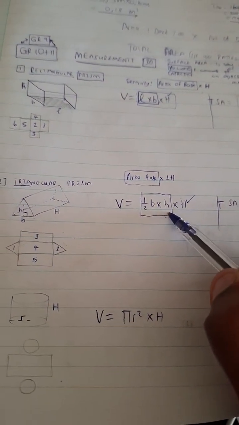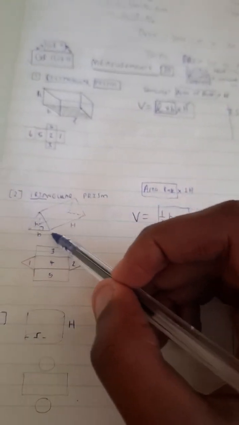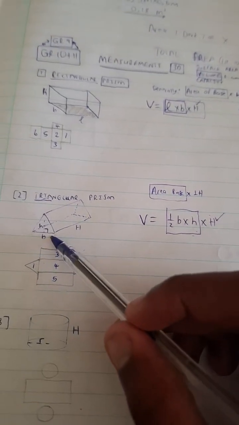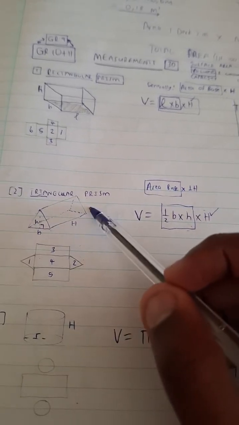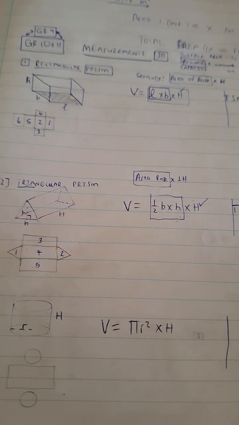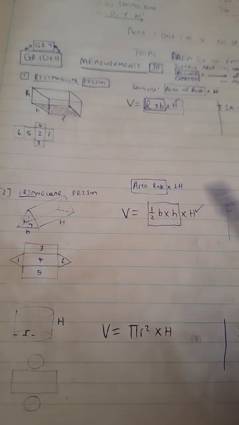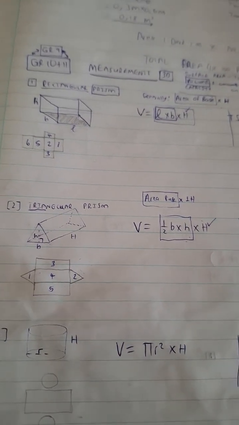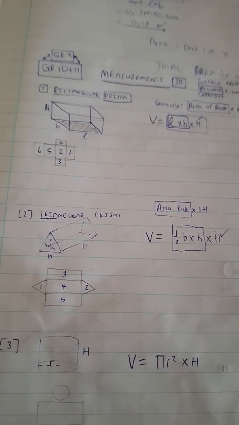So this h is an h for the triangle, the two-dimensional triangle. This h is the h of the entire 3D shape, which is from the bottom of the triangular prism to the top. That is the h, which is different from that one. Hopefully it makes sense, guys. That's how we would go about calculating the volume and the surface area of a triangular prism.